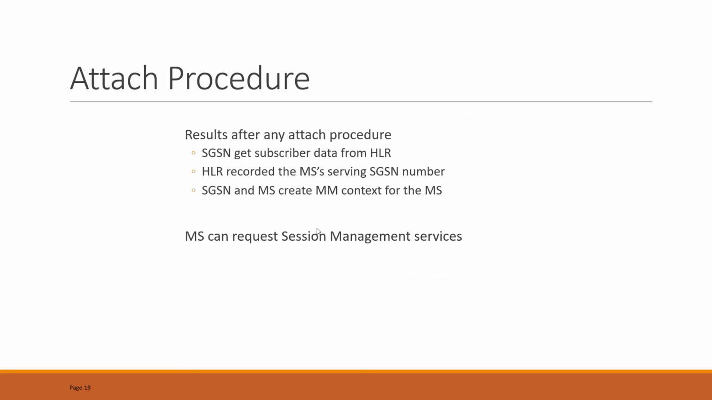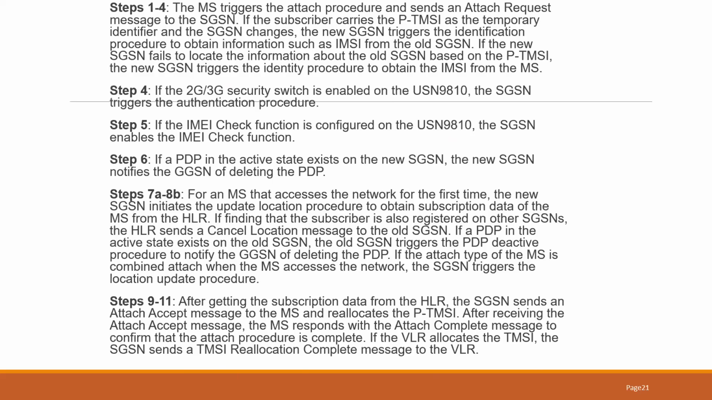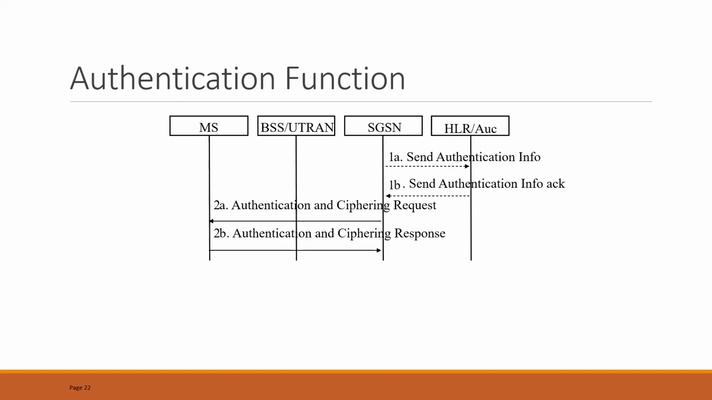Okay, so for authentication, I think we can go a little bit further for you to understand. So this is how authentication works. The SGSN sends authentication information to your HLR. HLR is going to respond back with your authentication keys. Then your SGSN is going to send the authentication and ciphering request to the MSISDN. The MSISDN will do the computation and respond back with the response.